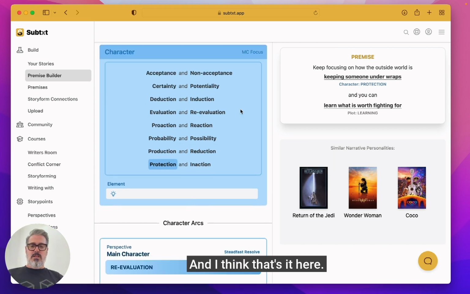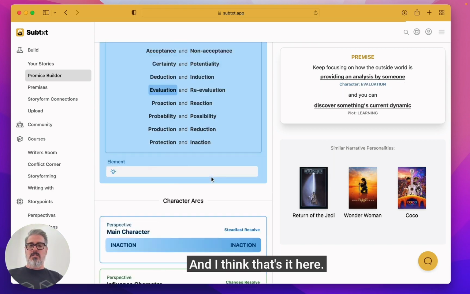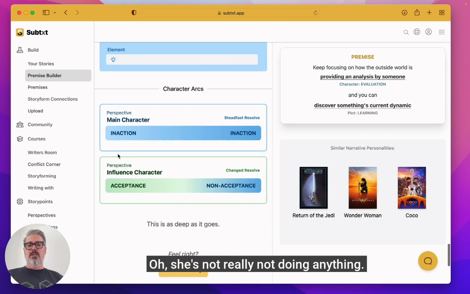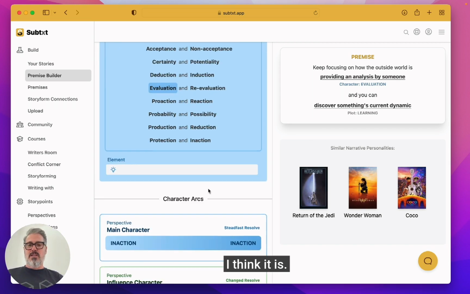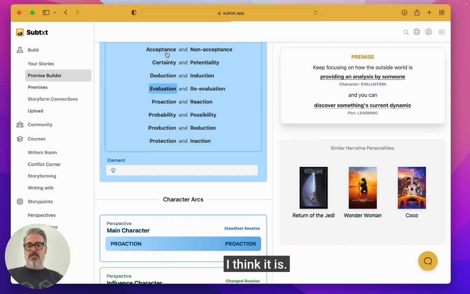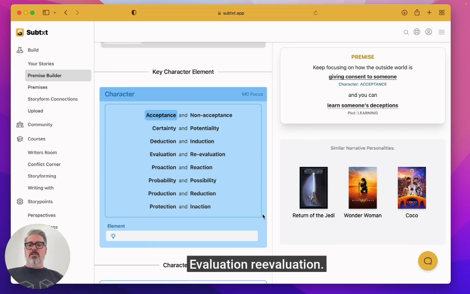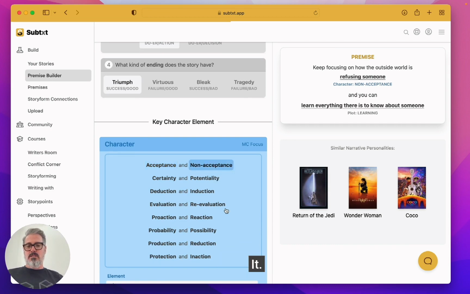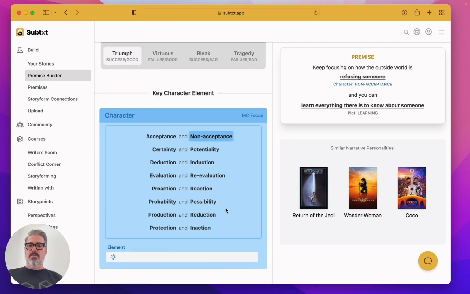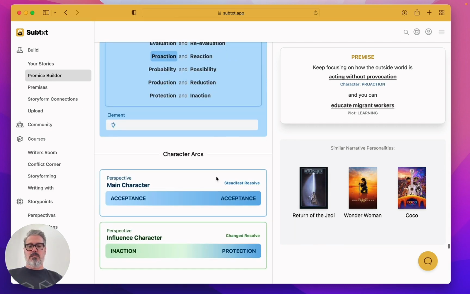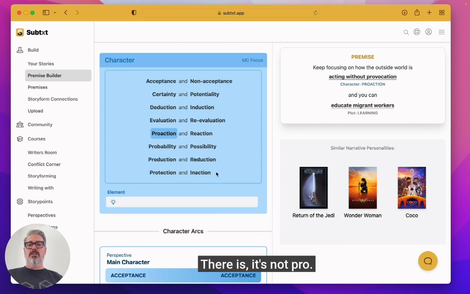protection. And I think, is it here? No. She's really not doing anything. I think it is either this, evaluation, reevaluation. No, that's not it. Let's see, what is it? Action. Oh, there it is. Okay, there it is.